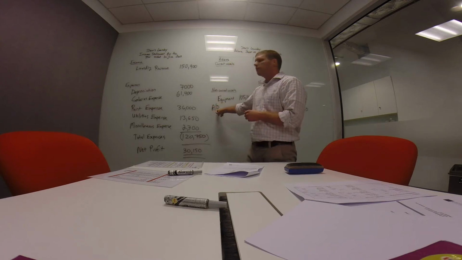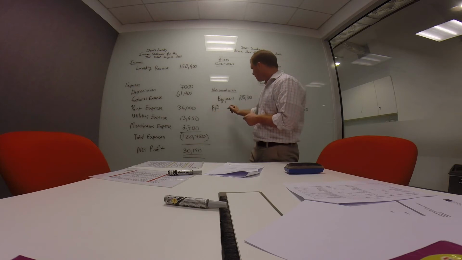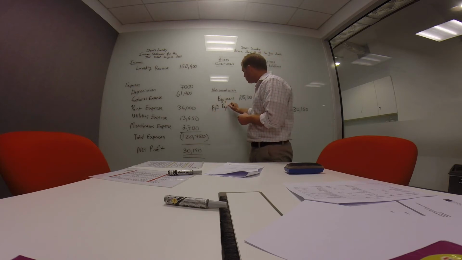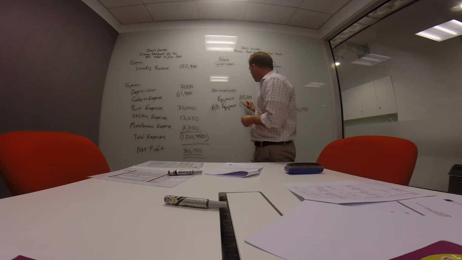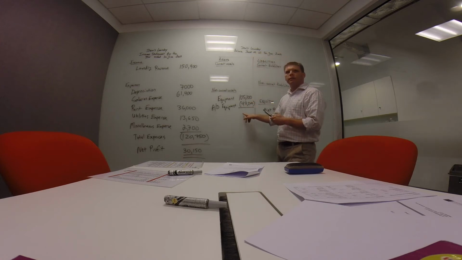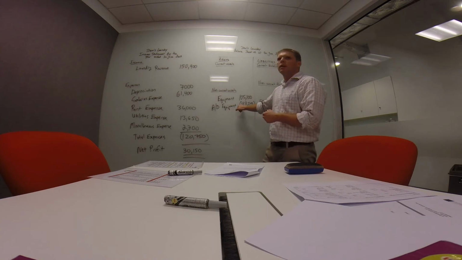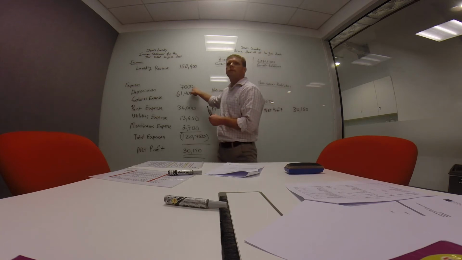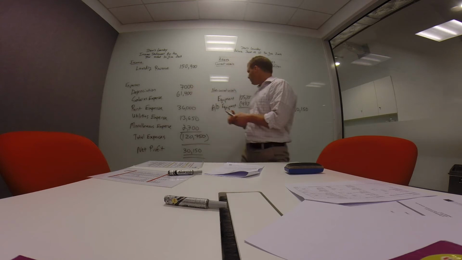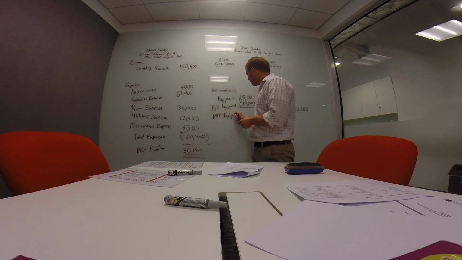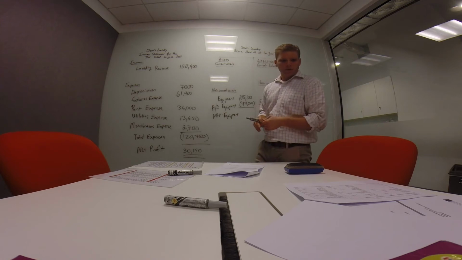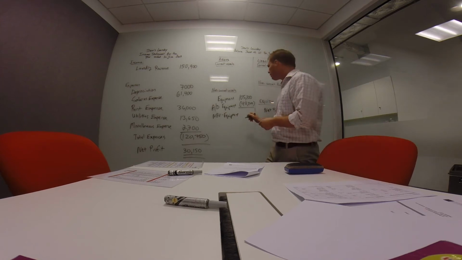accumulated depreciation, AD, for the equipment of $47,200. And that amount is negative. That's a contra asset. It's negative. And again, this is $40,200 plus the $7,000 from this year. And then we have our net book value for the equipment, and that equals $57,900.